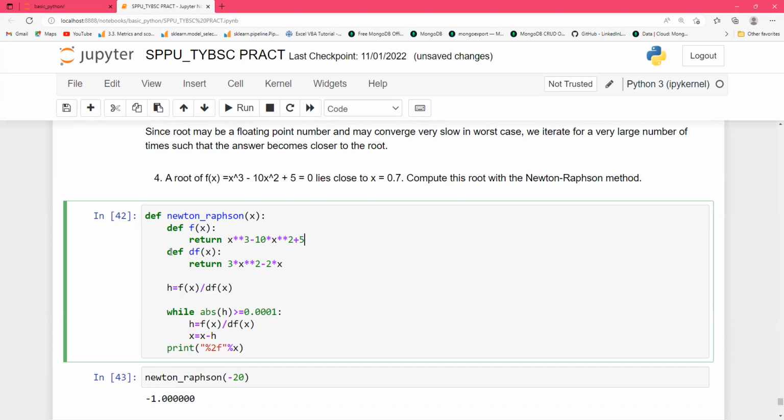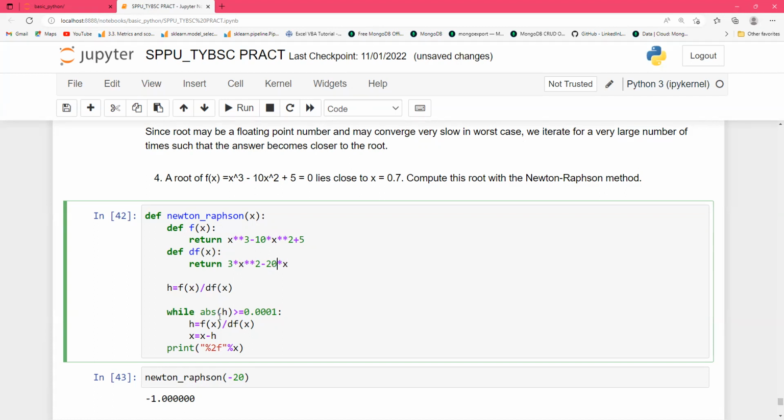Now I'm defining another function df of x. That means it's a derivative of function f of x. So what is the derivative? 3x square as it is. Now what's the derivative of the next term? 10 into 2, that is 20, and x. Okay, 20x. So 3x square minus 20x is the derivative. Then we have to find the h value. So at the starting, in the first question, we have seen h is equal to f of x upon derivative of f of x.